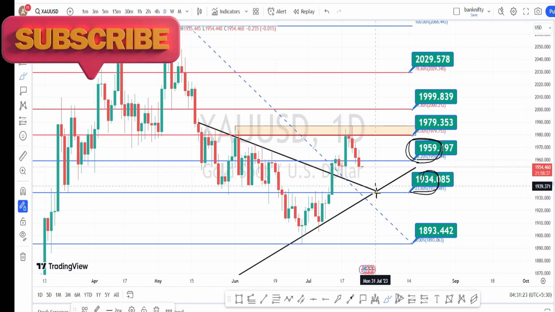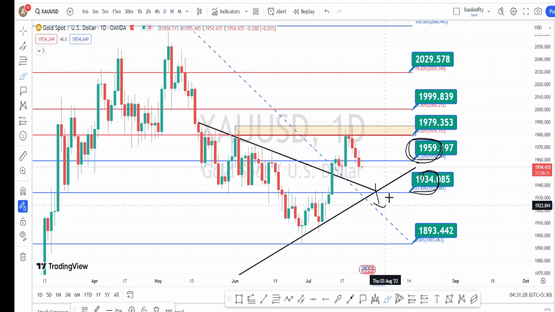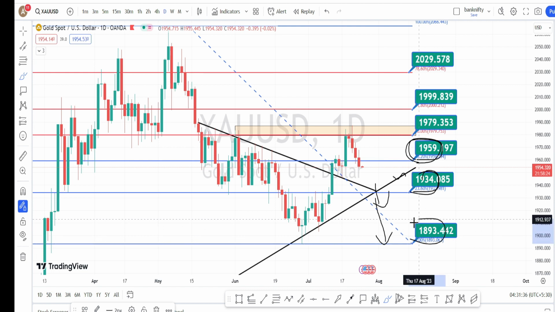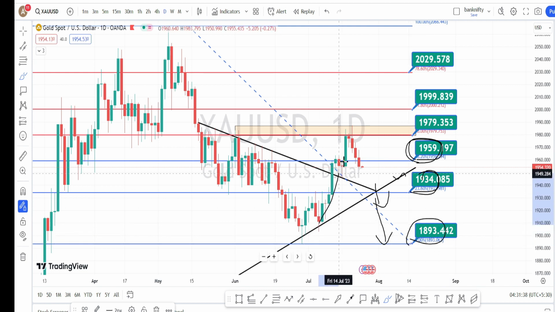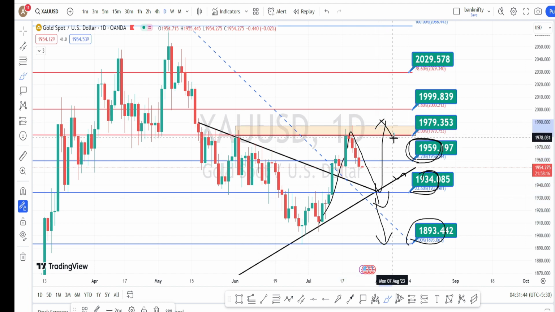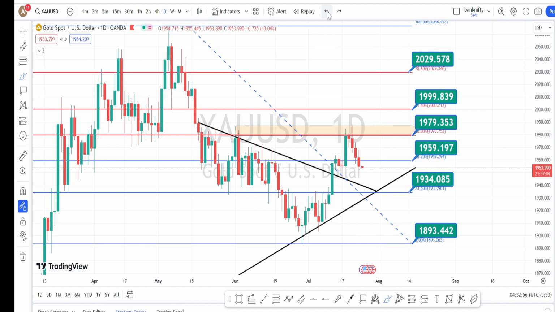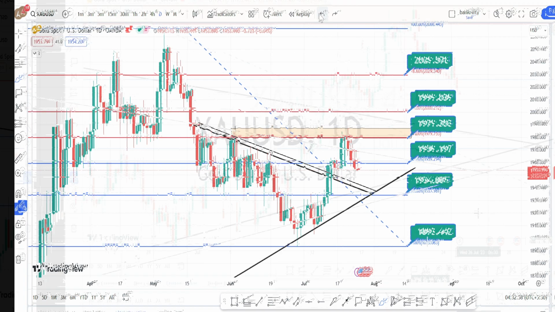And only when the price action breaks this support level and the trend line, we can expect a further continuation of the bearish side retracement, and next level of support is going to be around 1894. And as long as the price action is trading above this trend line, we can expect the price action to bounce back on the bullish side retracement. And once the price action breaks this resistance level of 1959, next level of resistance is going to be around 1979, 2000 and 2030. Let us look at the price action in 4 hours time frame.